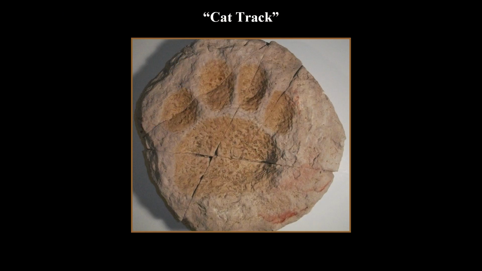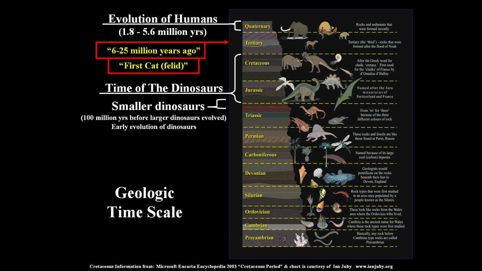Now, here is a cat track. What's really interesting about this cat track that was found is that you've got the evolution of humans, 1.8 to 5.6 to even 6 million years, that space of time that they have. They don't know. Remember, they don't know because it didn't happen.